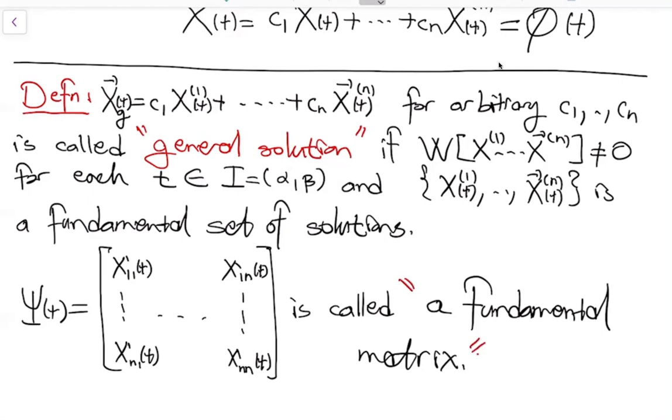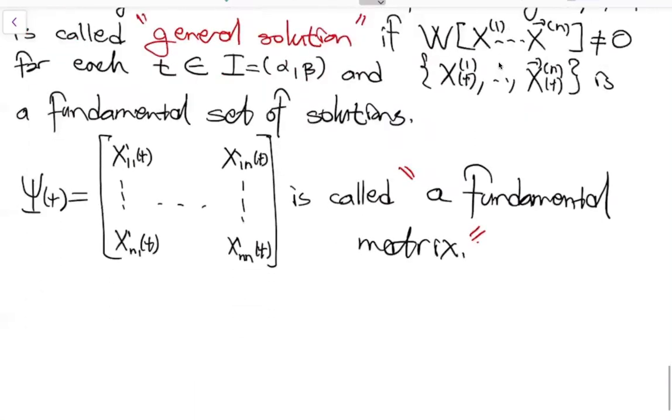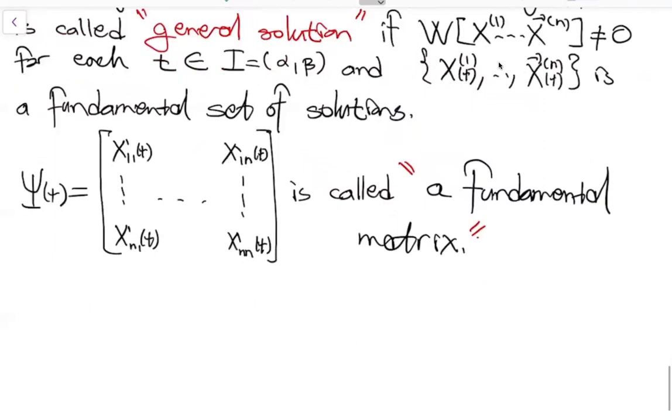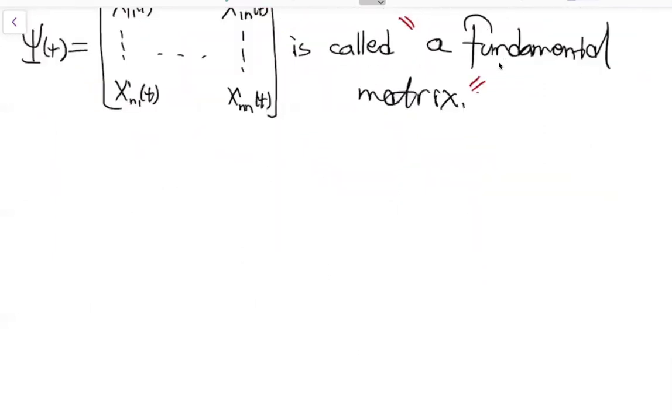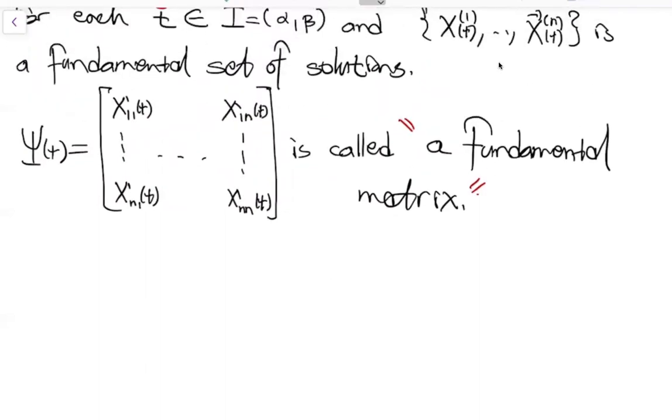Okay, so the matrix we have. How do we know we can find n many solutions, by the way? By using the existence and uniqueness theorem, you can find n many solutions. Just impose n many initial conditions at a given point.